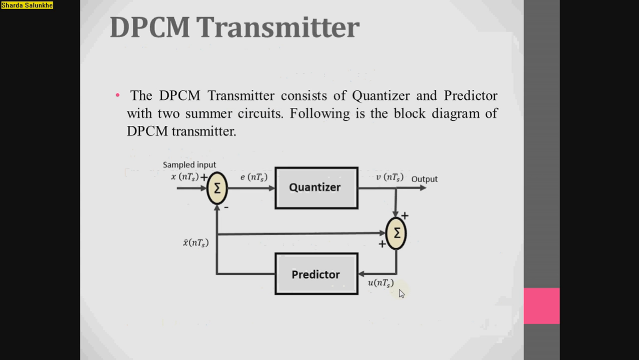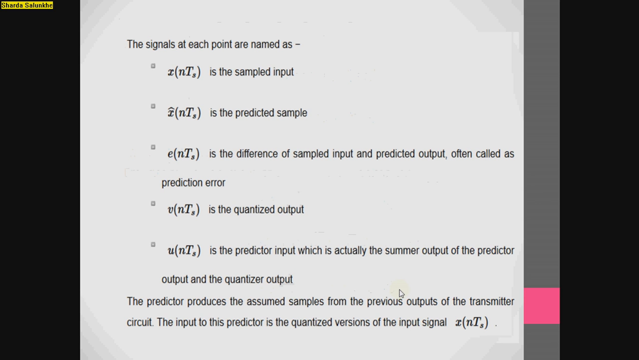So this is about the DPCM transmitter. I am repeating that the DPCM is nothing but the differential pulse code modulation. In pulse code modulation, the analog input signal is firstly given to the sample and hold circuit, then the quantizer, then the encoder. You will get the pulses, and those pulses assign the symbols.